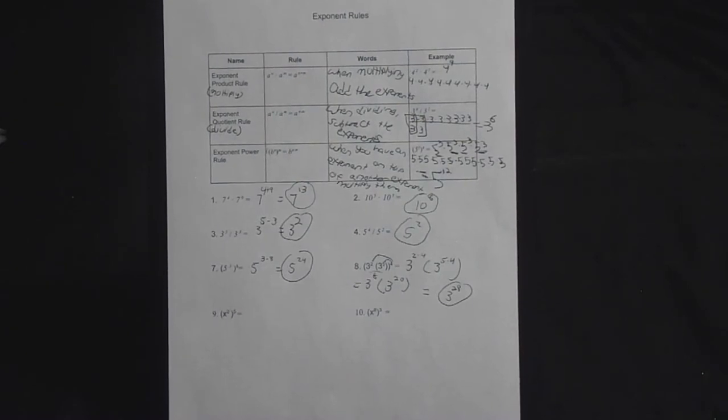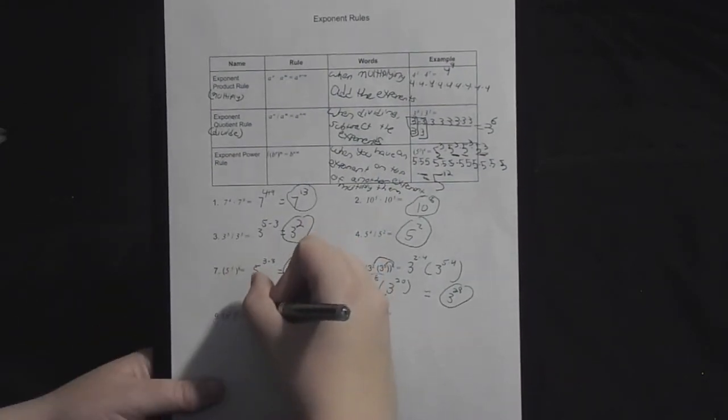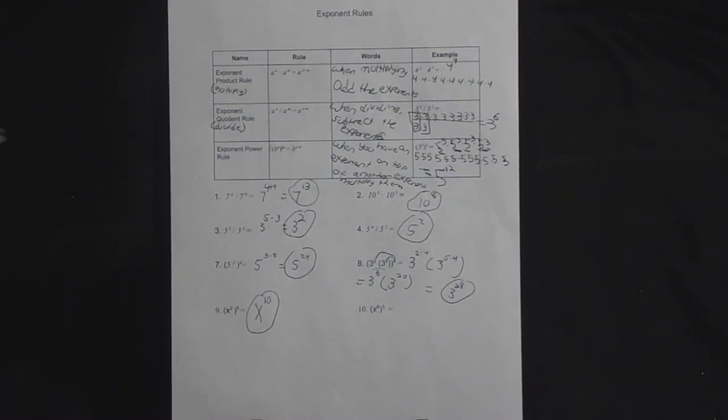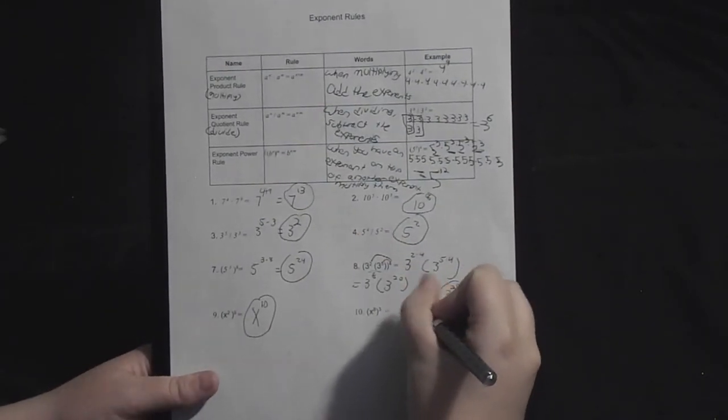When you have letters, the rules are the exact same. So x to the power of 2, all being raised to the power of 5. Because there's two exponents on top of each other like that, it means you multiply them. So you get x to the power of 10 for your answer on that one, because 2 times 5 is 10. Then for number 10, x to the power of 8 being raised again to the power of 3. Means you multiply the 8 and the 3, which is 24. So the answer is x to the power of 24.